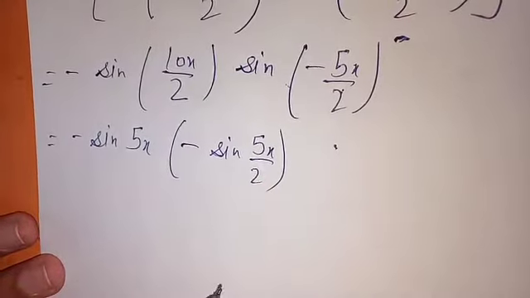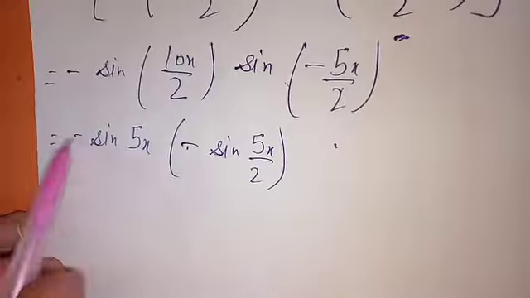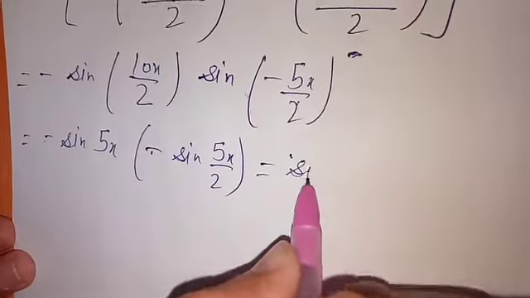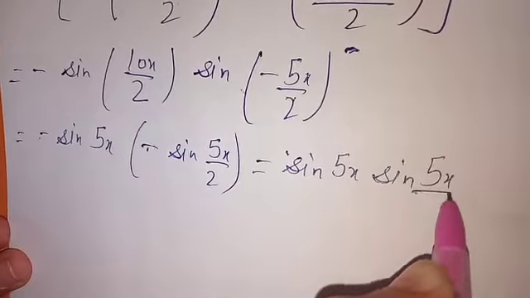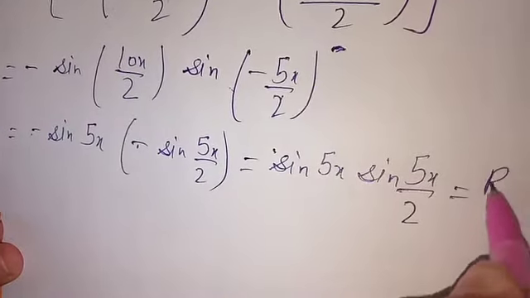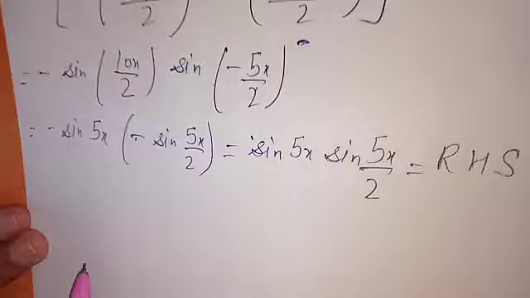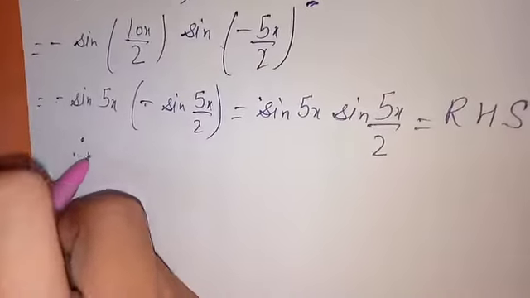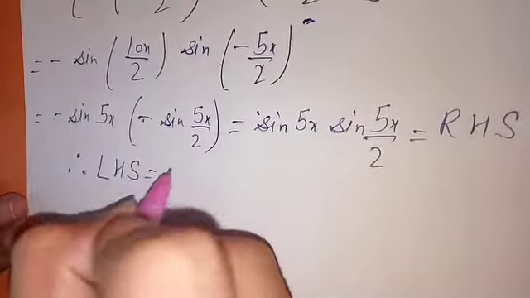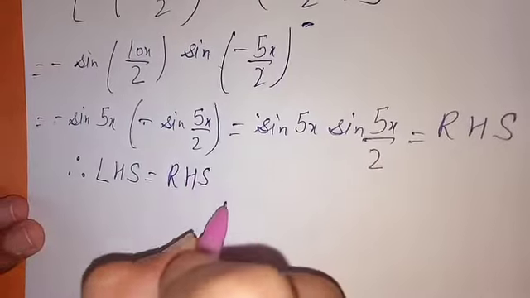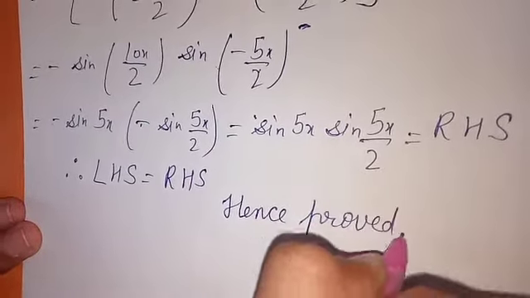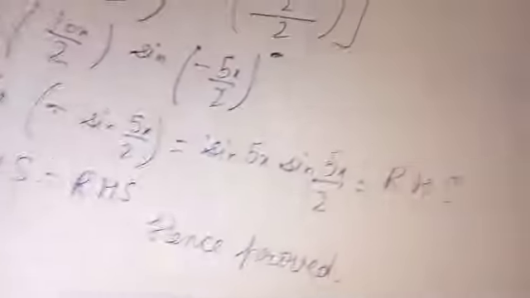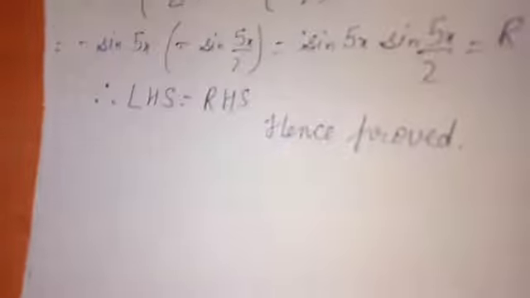Okay, it is also one of our identities. Now minus will be plus, so you will get sin 5x into sin 5x by 2, that is our right hand side. Therefore left hand side is equal to right hand side, hence proved. Okay, understood this question? It was our second miscellaneous example.